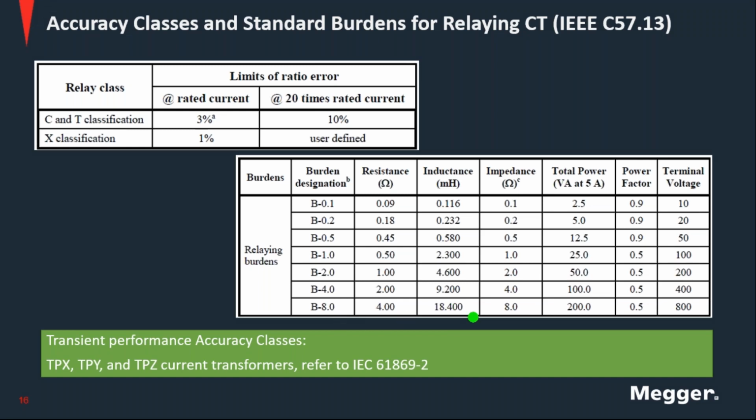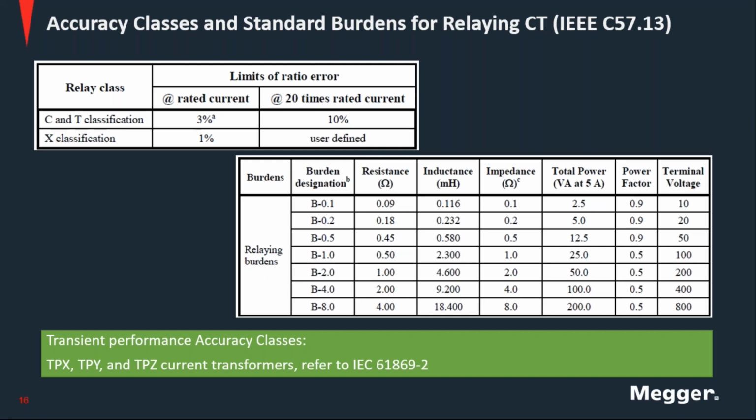So a C800 can handle a burden up to 8 ohms of impedance, and so on. Then these are the limits for the ratio error. So we were talking before in metering classes at accuracies of 0.3, 0.15, because we need to accurately measure how much power is being delivered, and this translates into dollars. In this case, we are not so concerned on the relaying side. We are not so concerned about the accuracy.